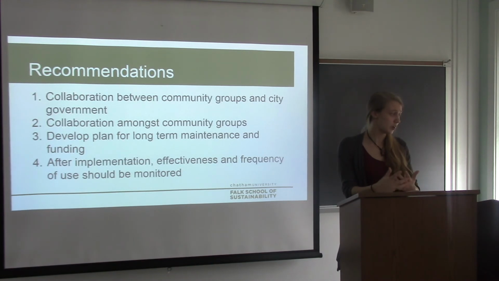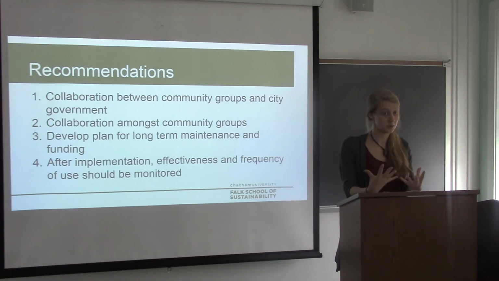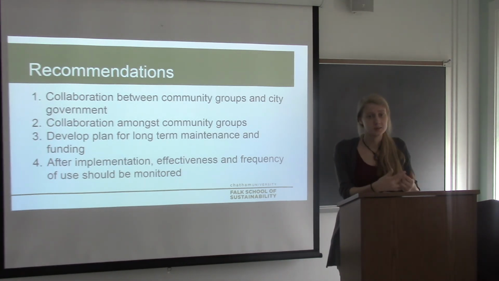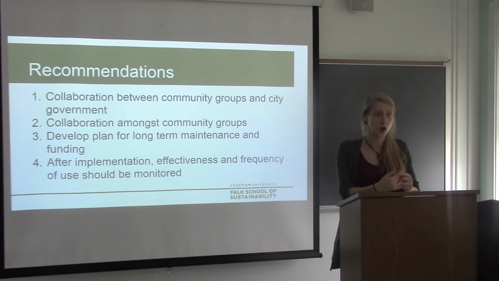And these are our recommendations for moving forward with multimodal transportation along the corridor. We recommend collaboration between community groups and the city government so that they can move forward with actually implementing the infrastructure. Also collaboration amongst the community groups themselves. Right now they seem to have very similar goals, but they're not really closely working together. Then after collaboration occurs, they should develop a plan for long-term maintenance and funding. And then after the implementation, effectiveness and frequency of use should be monitored so that we know that what's being done is actually contributing to the overall goal of the project.